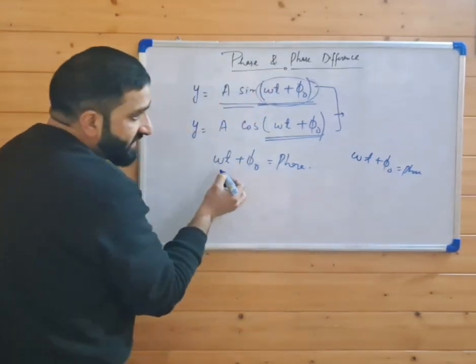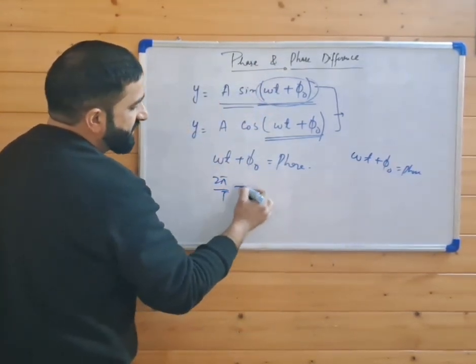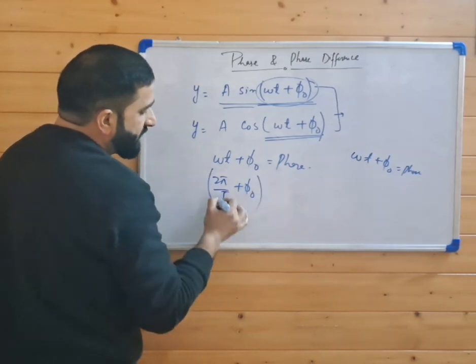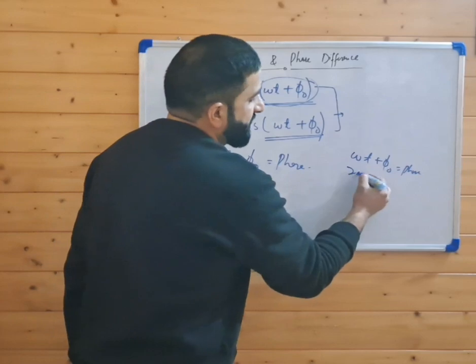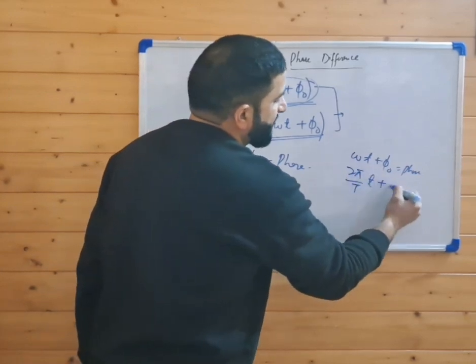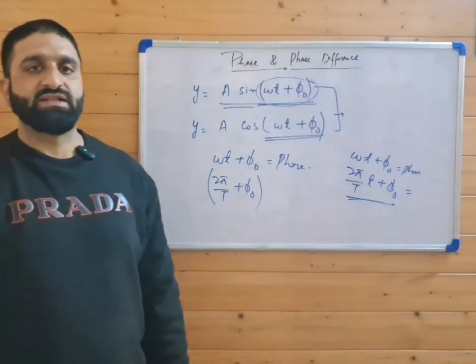Now, this omega t can be taken as 2 pi divided by T, times t, plus phi 0. This quantity is the argument and this is the phase. Likewise, we can take it as 2 pi by T into t plus phi 0. This is again the same argument and it is called the phase.